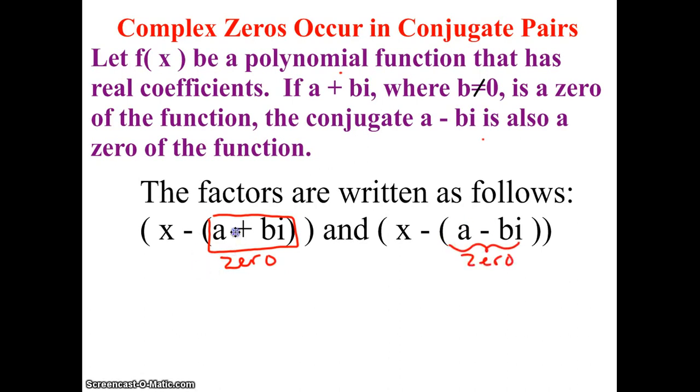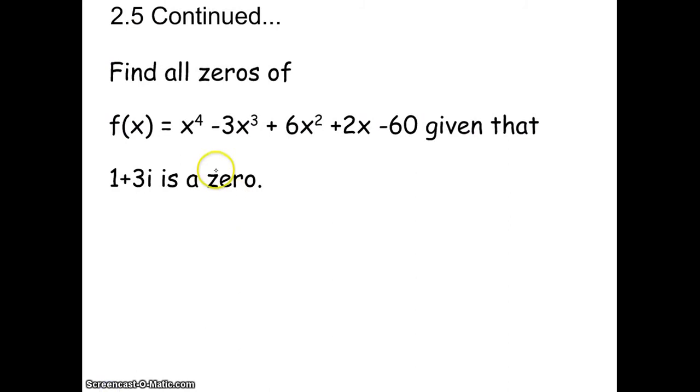Okay, so let's take a look at an example. Here we have, again, this is 2.5 continuation from Friday's lesson. Find all zeros of this function given that 1 plus 3i is a 0. Well, again, by that rule, if 1 plus 3i is a 0, then what should be a 0? 1 minus 3i. Good.